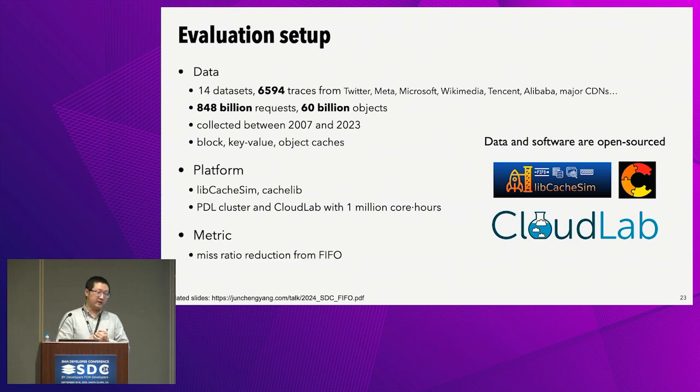Because we have so many traces, we can't really show the hit ratio or miss ratio for each trace, because we're going to have thousands of figures. So we use the metric called miss ratio reduction from FIFO. Basically, for each trace, we run a FIFO and we run a different algorithm, and we compare the miss ratio of the 2 algorithms, and we see how much miss ratio the new algorithm can reduce from FIFO. Basically, we use FIFO as a baseline. So the higher reduction, the better.